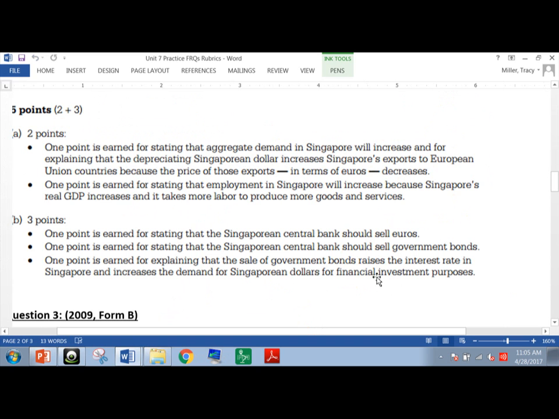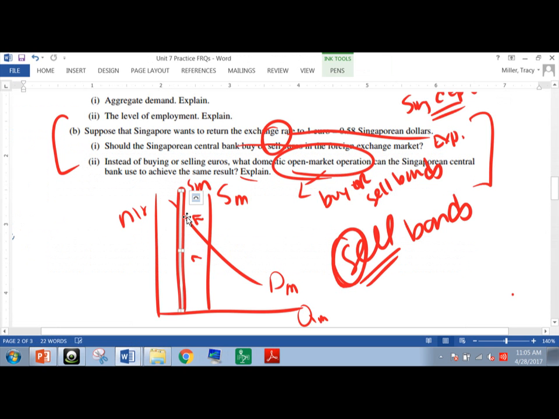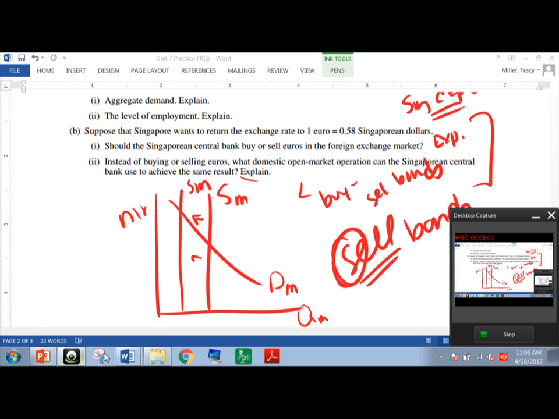You also could look at the last part of this rubric, and you could argue that by selling bonds, it's going to increase the interest rates in Singapore. And because of that, if you think about the foreign exchange market, that will mean more people will demand Singaporean dollars because they want to dump their financial investments in Singaporean banks. So that's another way that you could explain why selling bonds is the appropriate response. But either way, you're going to get the point for that. All right, there you go.